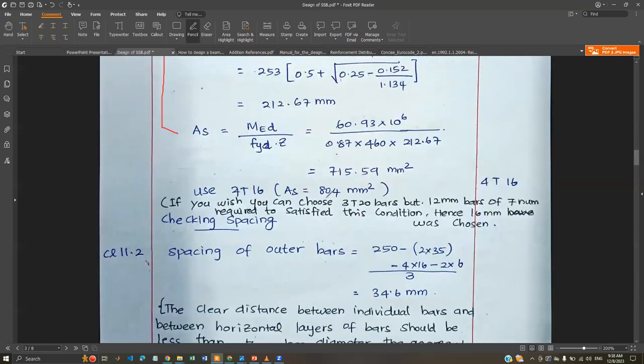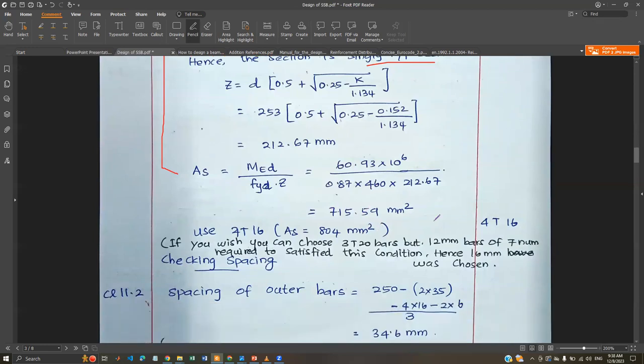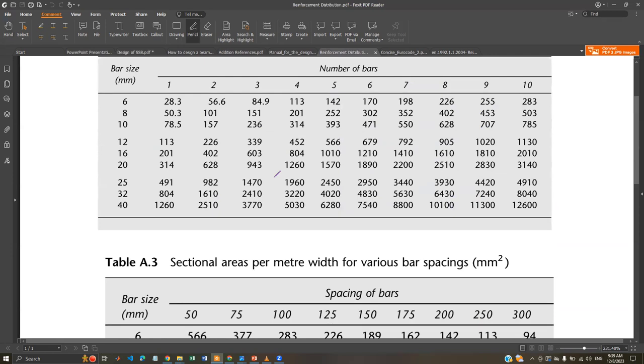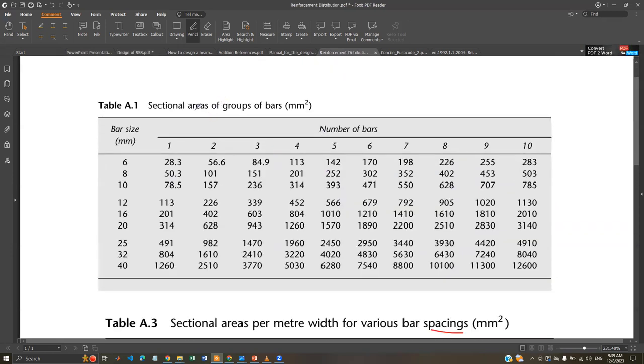And one more thing I want to mention here, right? You can see after you have found the steel area, you know where to take these values. Since we are dealing with a beam, we are not going to go with the spacing, right? We are going to go with the number of bars that is required.